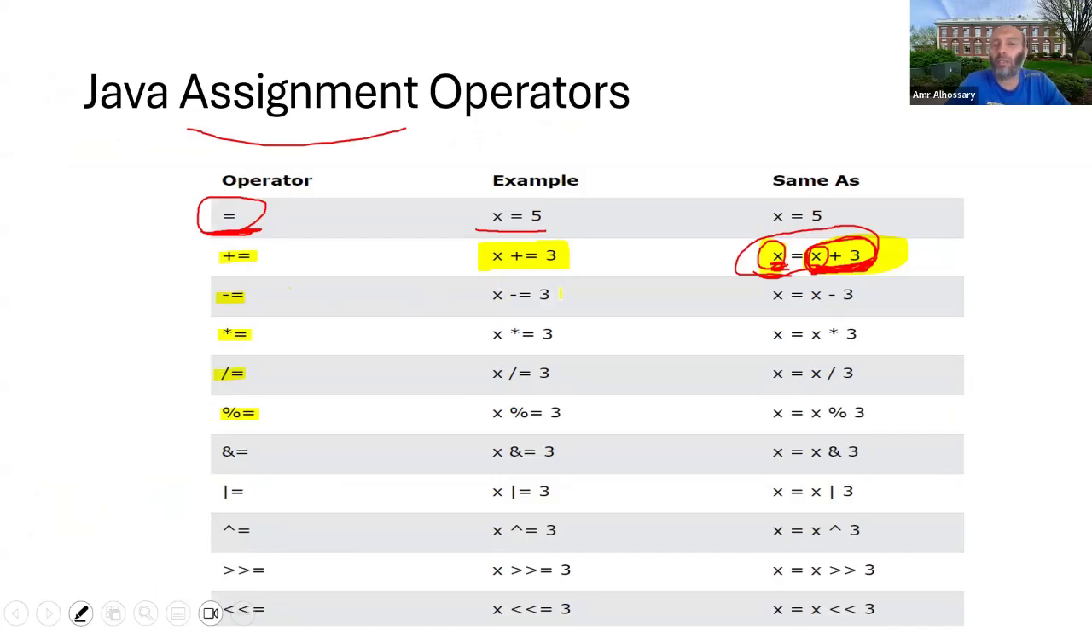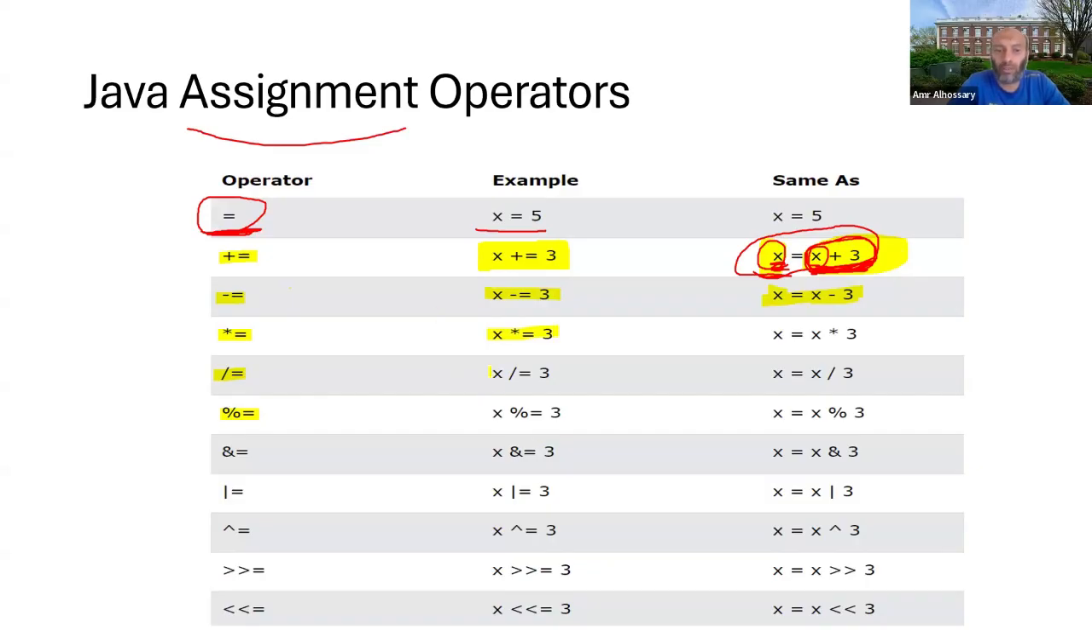So x equals x minus 3. The right side is evaluated, x minus 3. So if it's maybe 1000, it will become 997, and then assigned to x. The same effect we can reach by writing only x minus equal 3. X times equal 3 means I multiply the value of x by 3 and assign it back to x.